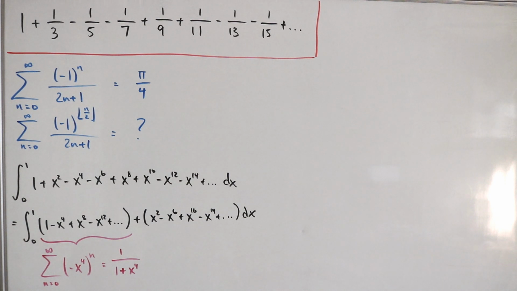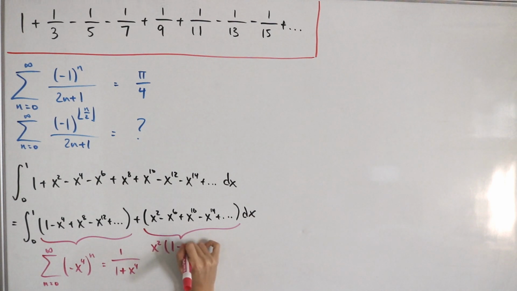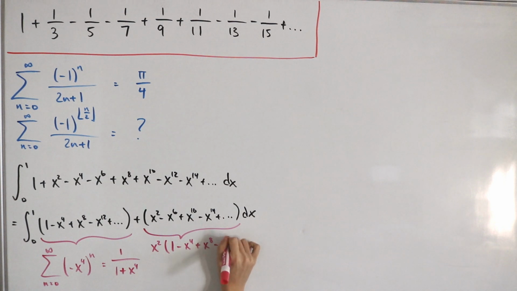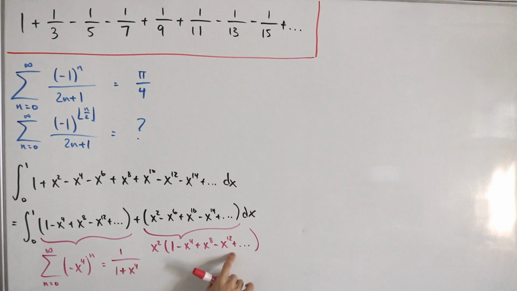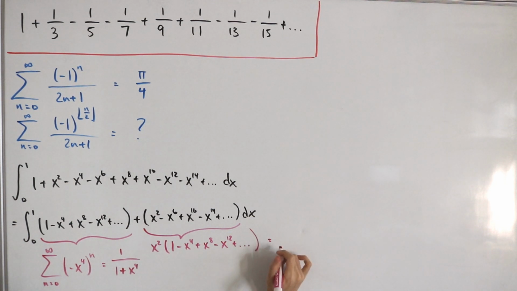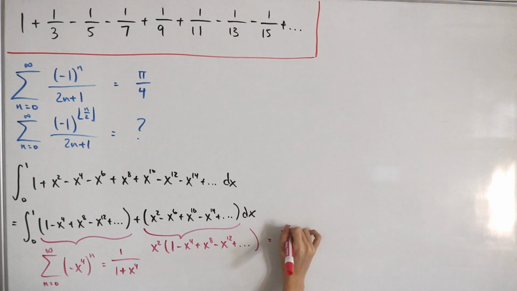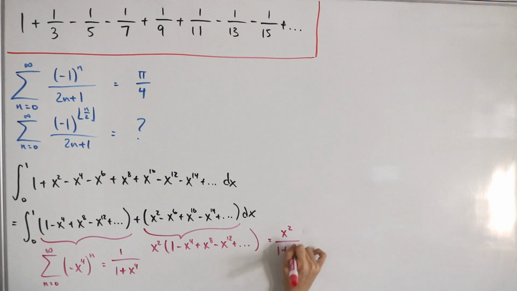So that's great. Now what I'll do is separate this out. I'll factor out the x squared. So I have x squared multiplied with 1, minus x^4, plus x^8, minus x^12, plus so on and so forth. You'll notice this is actually the same thing, we just distribute the x squared in. So in other words, this is the same thing written as x squared divided by 1 plus x^4. And of course, it's still within that range.